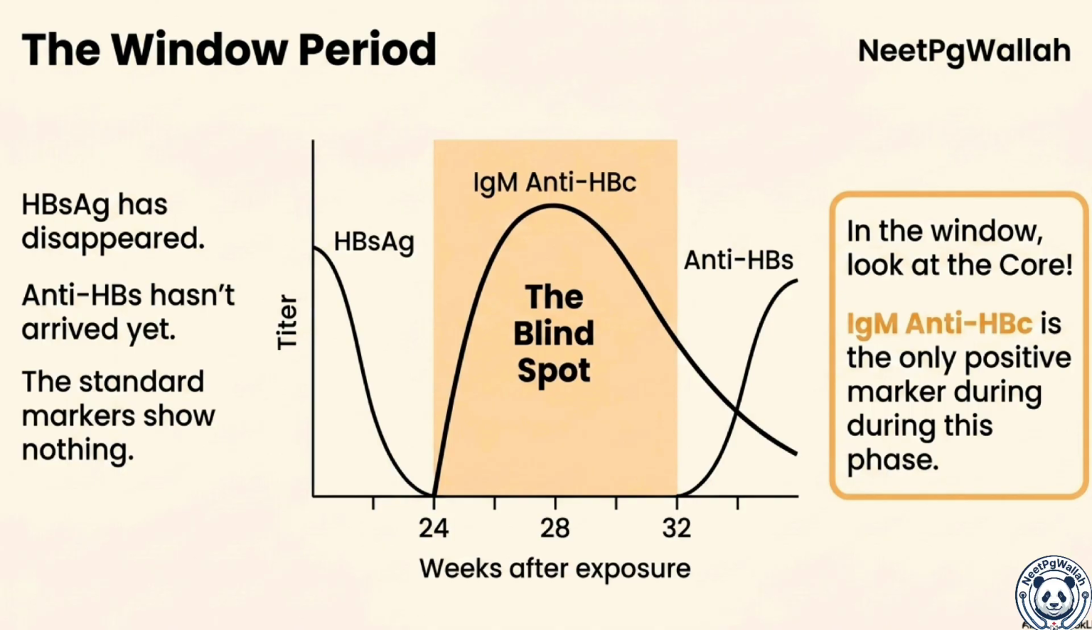If you only check the surface markers during this time, the test shows absolutely nothing. It's a really dangerous blind spot. But IgM anti-HBc remains high. So in this window period, looking at the core is literally your only hope. IgM is the single positive clue you're going to get during this phase.